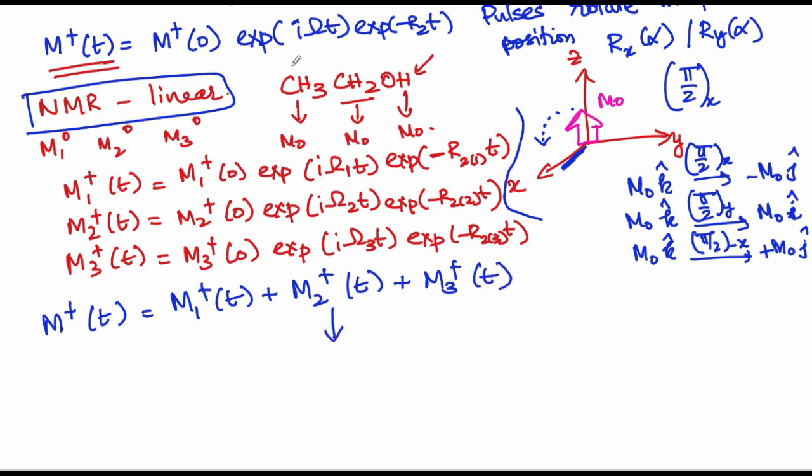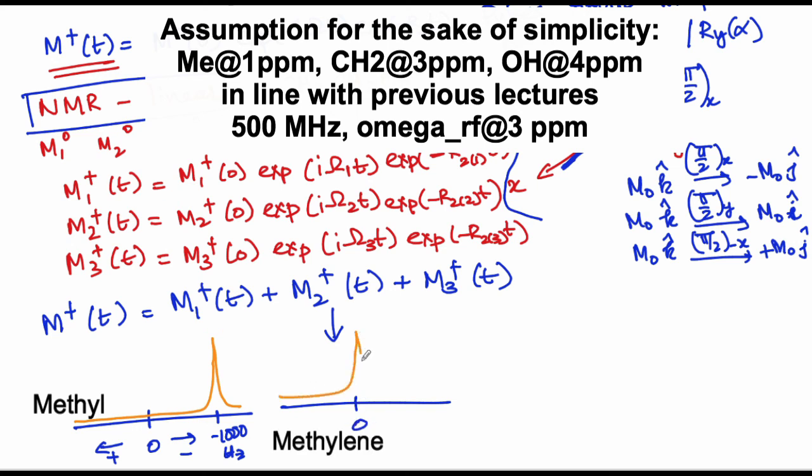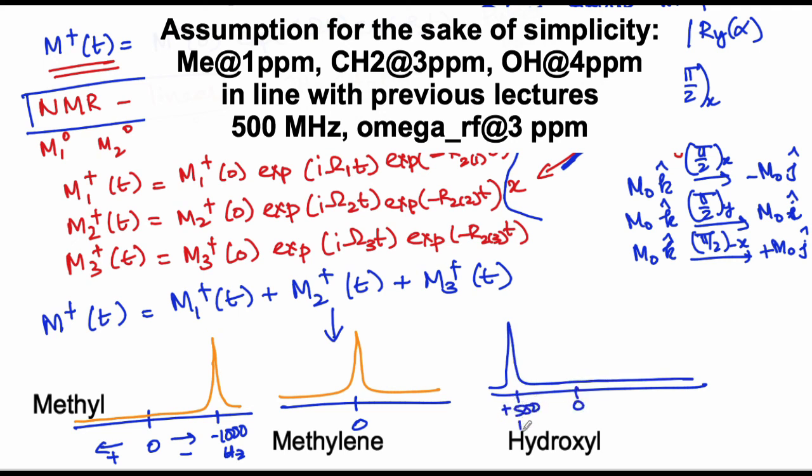So as in the example of ethanol, let's say the methyl proton is 1, methylene is 2, and hydroxyl proton is 3. Then each one would give you a signal that looks like this. And we had also imagined that we keep the carrier on the methylene proton. And therefore, let's say this is the carrier, lower in frequency with respect to the carrier. So this is positive, this will be negative. Remember, you will get M1 at minus 1000 hertz. And M2 will be at 0 hertz. And M3 will be at plus 500 hertz.